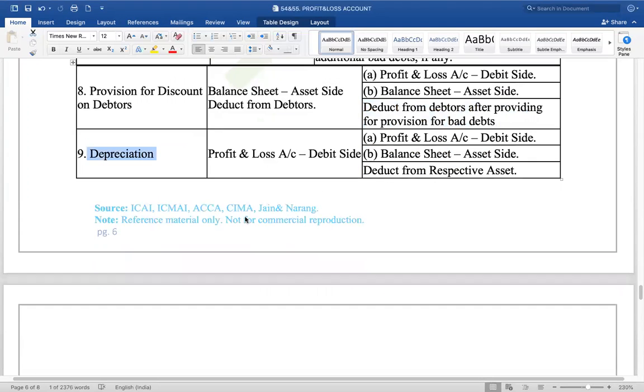What is this depreciation? You have already discussed it exhaustively. Now, this depreciation, if it is given only in the trial balance, debit to profit and loss account, that's it. But if it is outside the trial balance, debit to the profit and loss account, and also take on the asset side as a deduction from the respective asset. If it is depreciation on machine, deduct from machine. If it is depreciation on furniture, deduct from furniture.